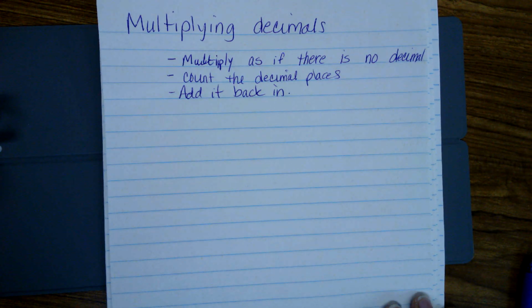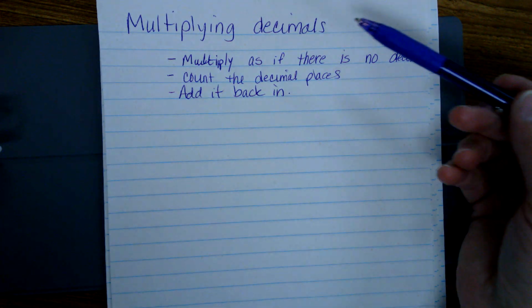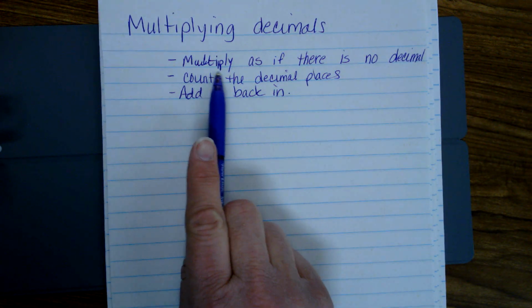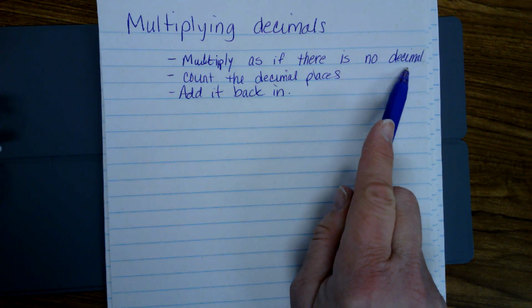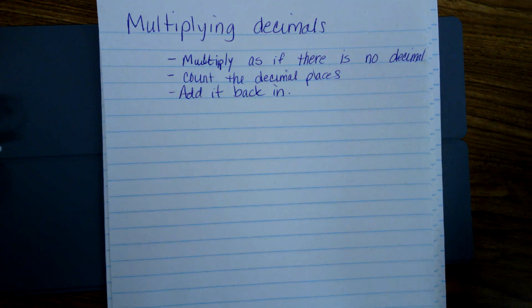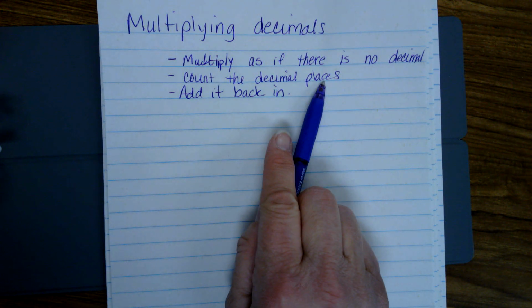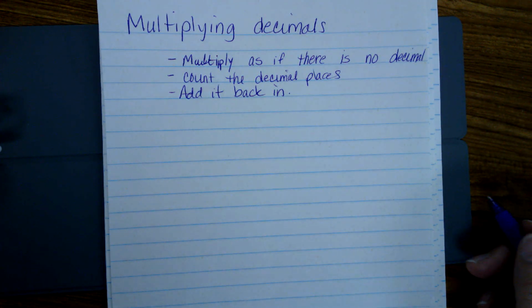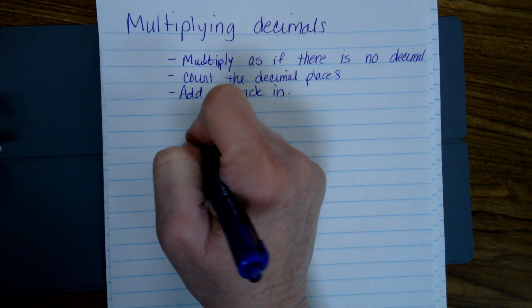Hello. So today we are going to look at multiplying decimals. When you multiply decimals, you multiply the number as if there is no decimal. So just multiply like it's whole numbers. After the fact, you count up the decimal places in both numbers, and then you add that decimal back in. So let me do a couple of examples.